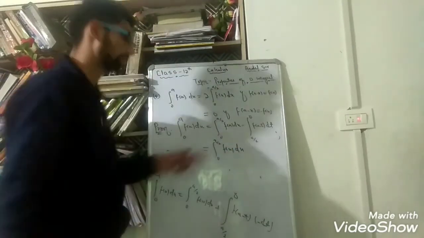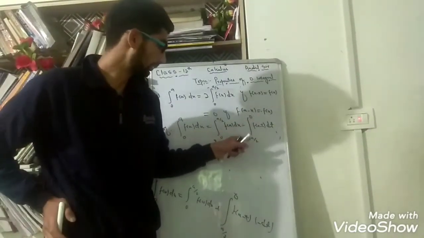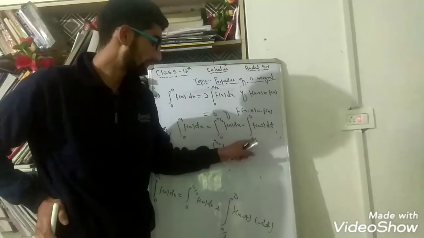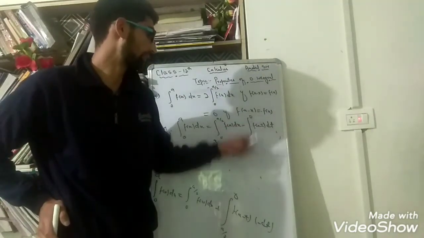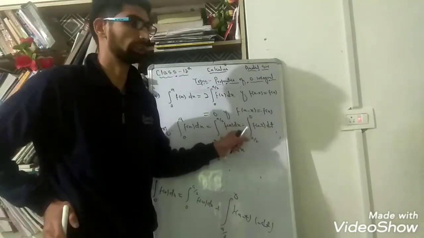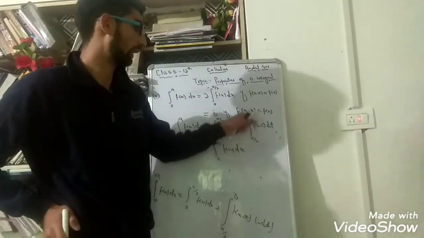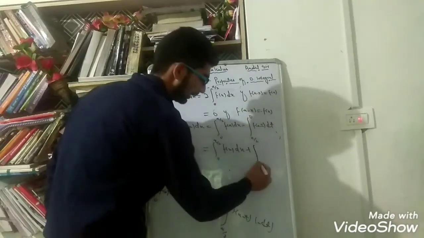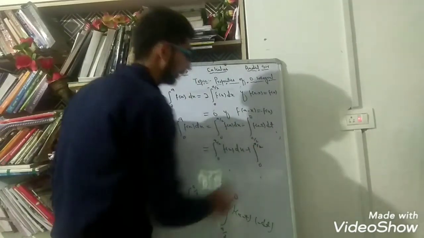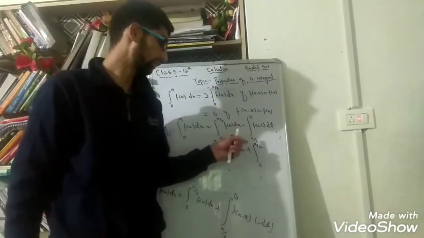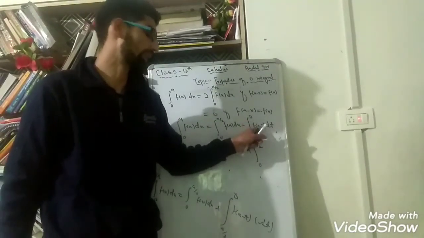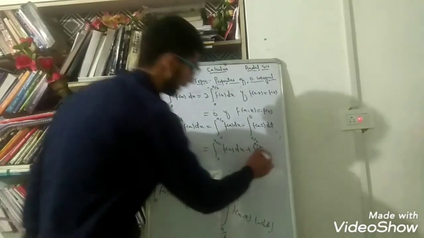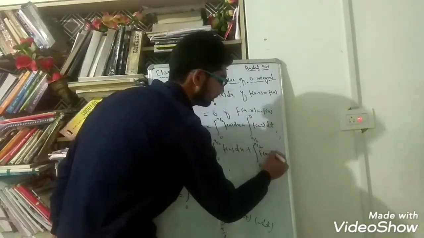We know by the second property that we can change the lower limit and upper limit, but the sign also changes. So when I take a/2 as the upper limit, the sign will be plus, and the limits become 0 and a/2. But we know by the first property also that if we change the variable t into x, the result is the same. So here it will be f of a minus x dx.